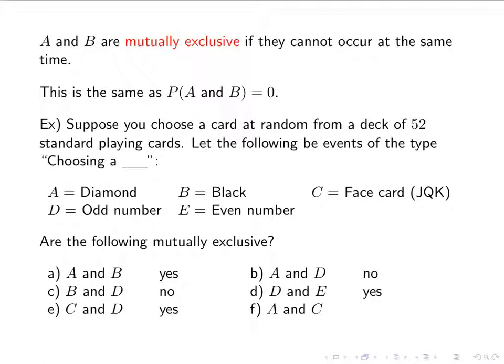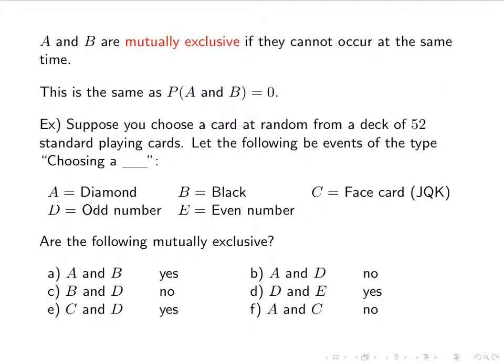And then for our last one, A and C. Can I choose a card that is both a diamond and a face card? The answer is yes. I have a jack of diamonds, a queen of diamonds, and a king of diamonds. So they can occur at the same time, so they are not mutually exclusive.